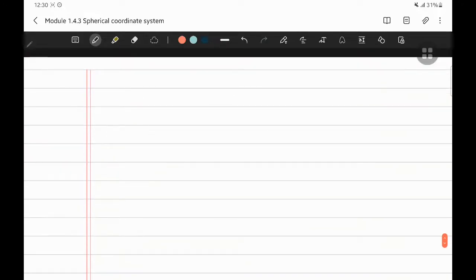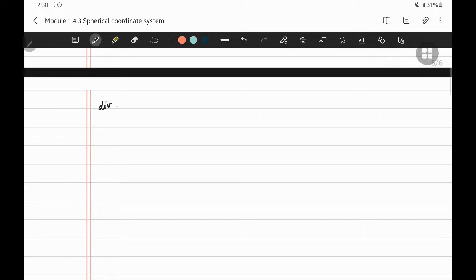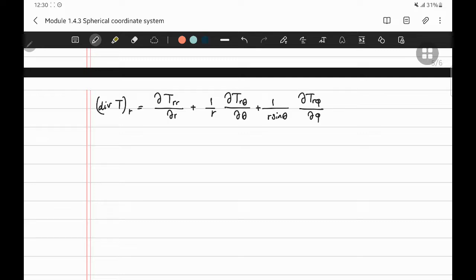And basically the divergence of T for the R component becomes partial derivative of T_R with respect to R plus 1 divided by R partial derivative of T_R theta with respect to theta plus 1 divided by R sine theta partial derivative of T_R phi with respect to phi plus 2 times T_R divided by R plus T_R theta cotangent theta divided by R minus T_theta theta divided by R minus T_phi phi divided by R.